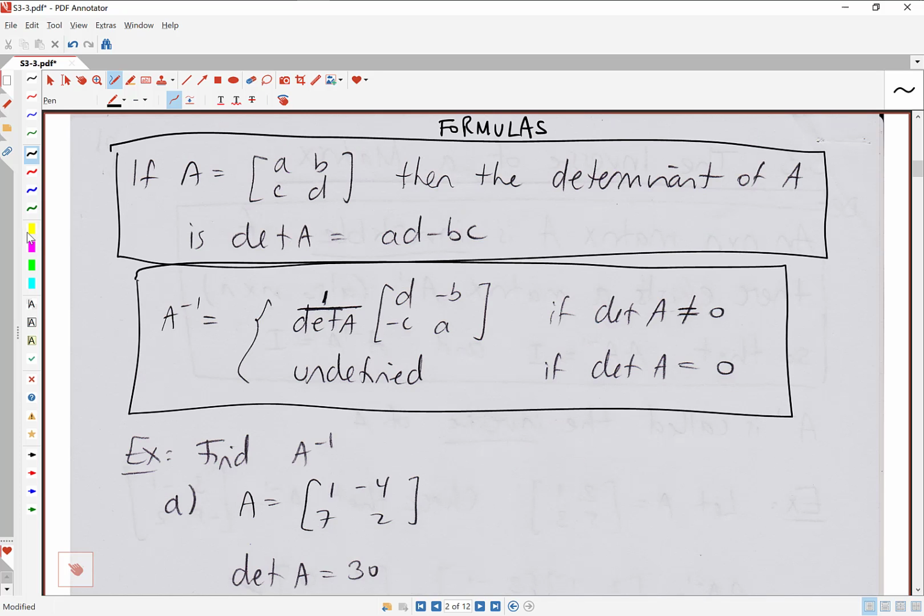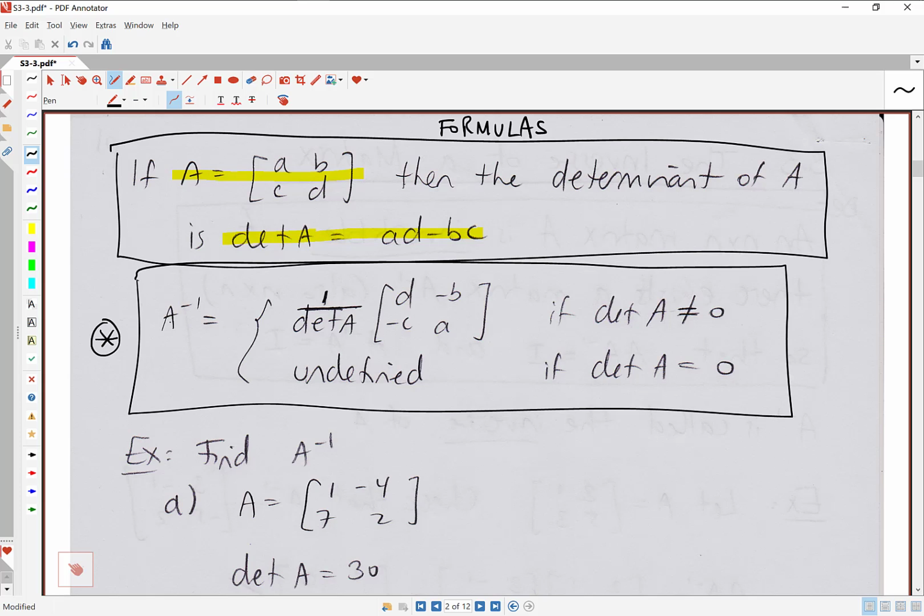So let's look at a couple of formulas. If we have a 2 by 2 matrix A that looks like this, then the determinant of A is written det A, and we calculate it by going AD minus BC. This probably feels familiar from our discussion on the cross product. Remember, the determinant of a matrix, you just go forwards product minus backwards product. So that's going to be helpful for our main formula here.